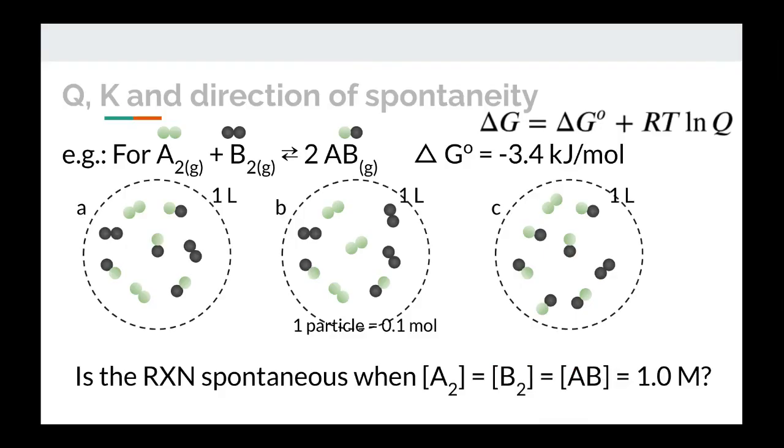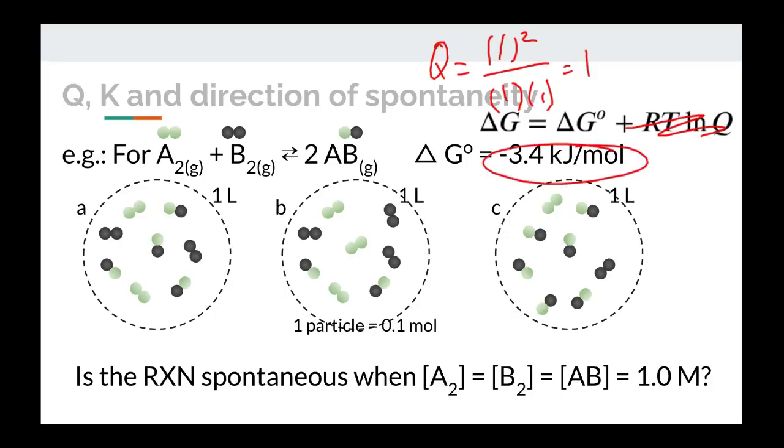Next question, is the reaction spontaneous when A2 equals B2, and that is also equal to AB, and all of those are 1 molar? So in this case, Q is going to be 1 squared over 1 times 1, and that's just 1, which means the natural log of Q is 0, which means that term just disappears, and so the reaction has a delta G that's equal to delta G naught, and that's negative 3.4 kilojoules per mole.